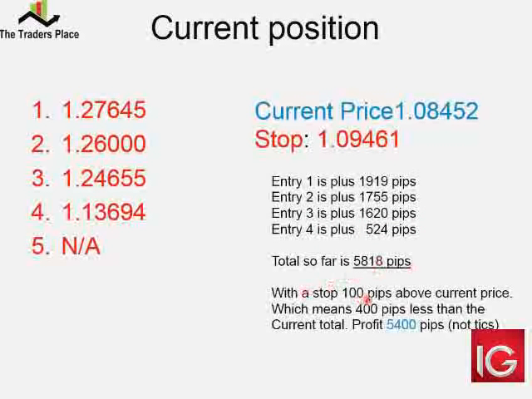With the stop loss 100 pips above the current price, it's very close to actually stopping this lot out. Which means 400 pips would be taken on the stop loss. You've got 4 contracts. One is 100 points. So profit would be 5,400 pips. Remember, again, that's on the 4th decimal point, not the 5th.